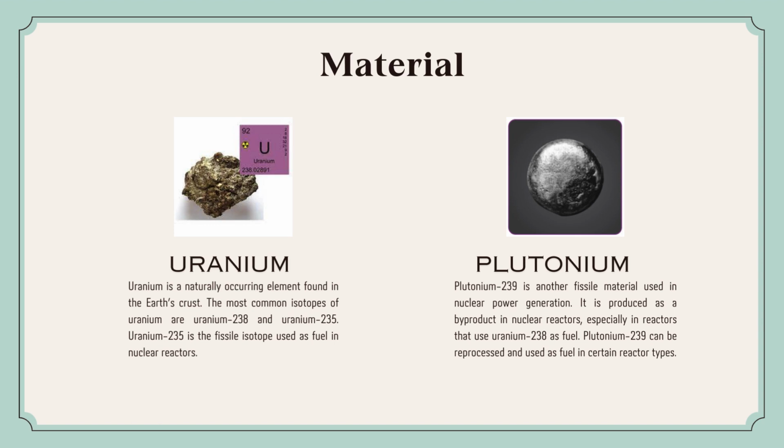There are two materials involved in a nuclear power plant. The first one is uranium. The second one is plutonium. Uranium is a naturally occurring element found in the Earth's crust. The most common isotopes of uranium are uranium-238 and uranium-235. Second is plutonium. Plutonium-239 is another fissile material used in nuclear power generation.